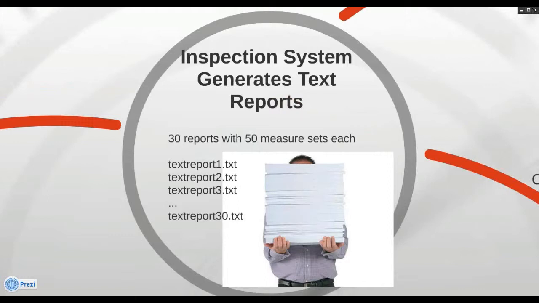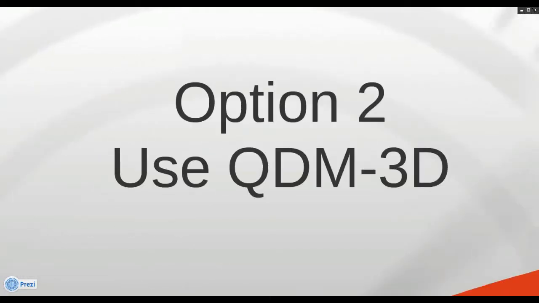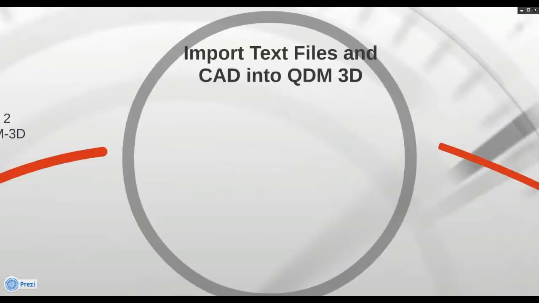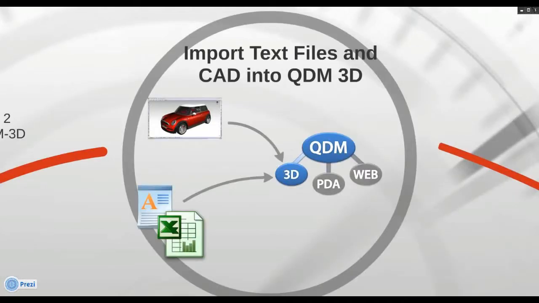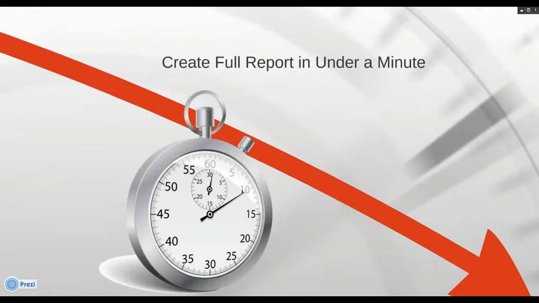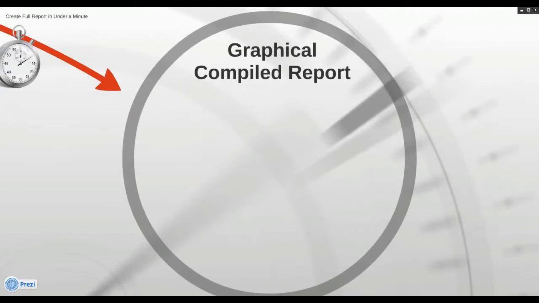I get my 30 reports with 50 measure sets each, text report 1 through 30, and I load all of this using a QDM 3D system, along with my CAD files, right into QDM 3D. After about a minute, everything is imported in, and I have a report that's auto-formatted and automatically generated, which I can then customize for my specific needs.